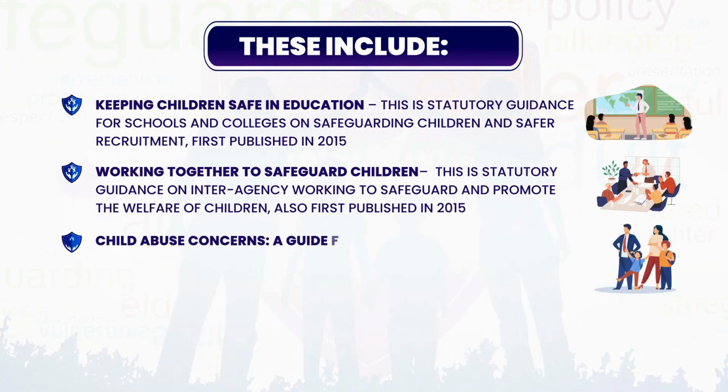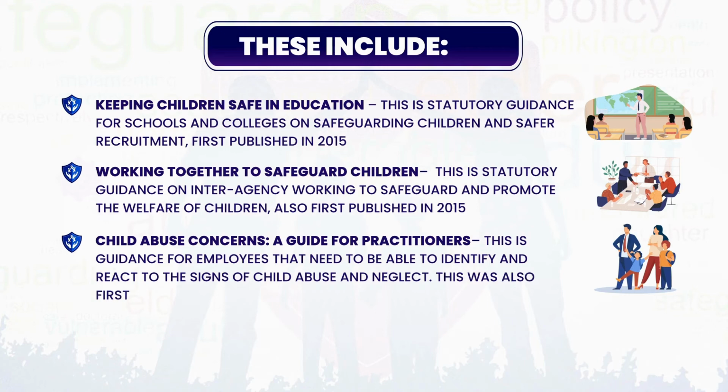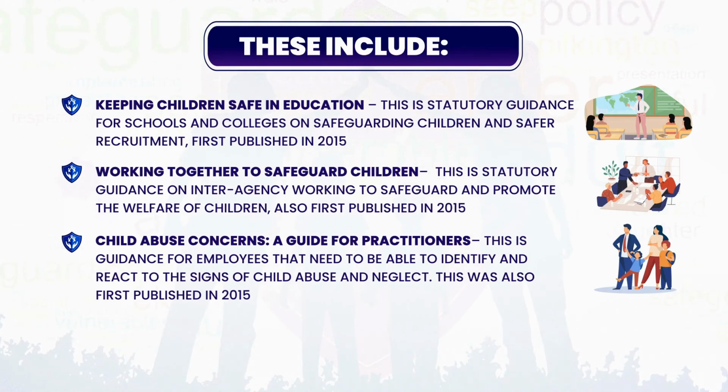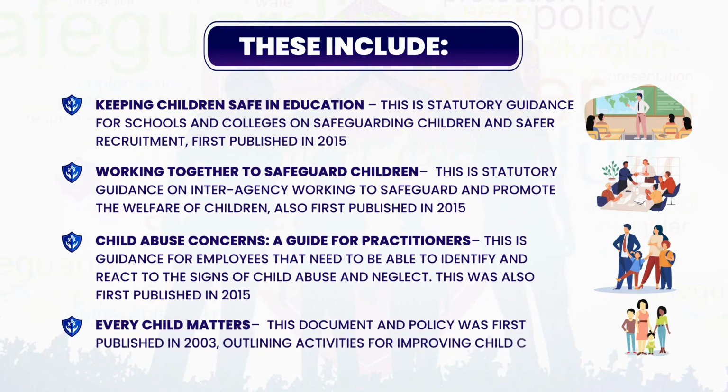Child abuse concerns, a guide for practitioners. This is guidance for employees that need to be able to identify and react to the signs of child abuse and neglect. This was also first published in 2015. Every Child Matters. This document and policy was first published in 2003, outlining activities for improving childcare.